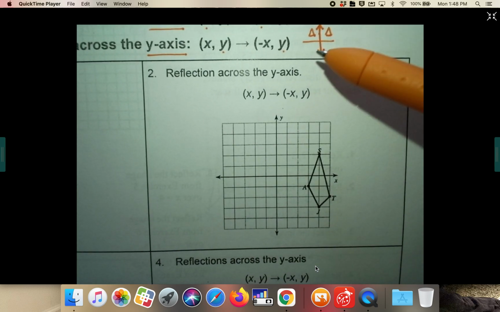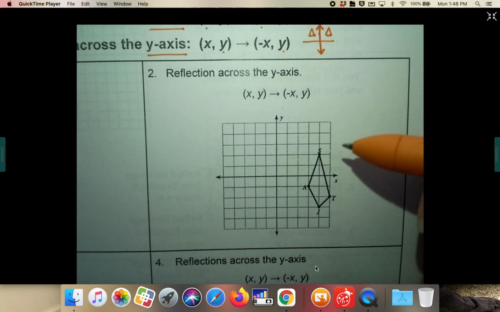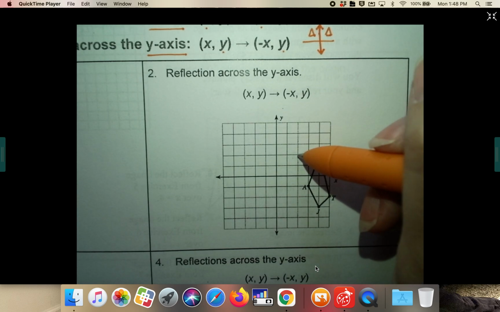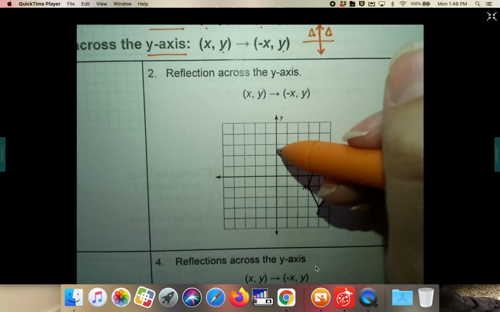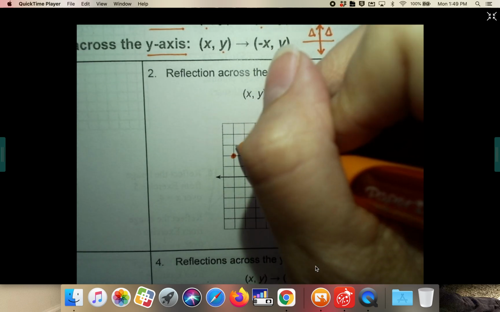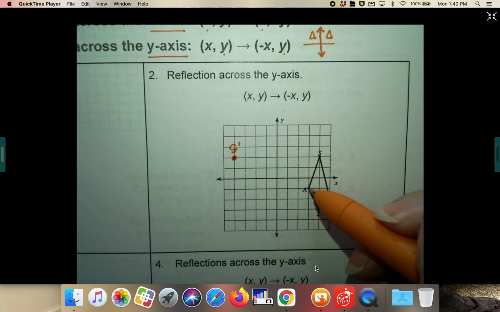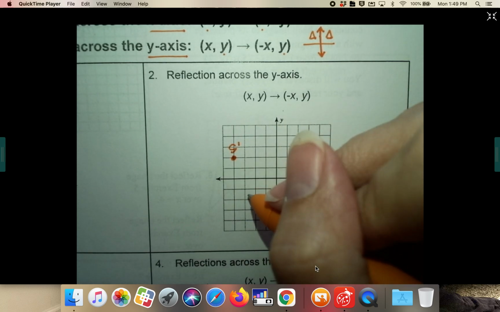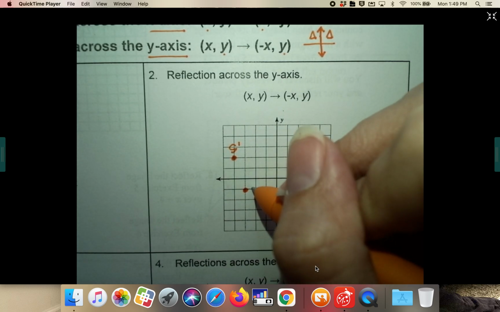Okay, we're going to reflect over the y-axis this time. S is 1, 2, 3, 4 away from the y-axis, so we are going to go 4 away the other direction and call it S prime. A is 3 away, so we're going to move it to 3 away and call it A prime.